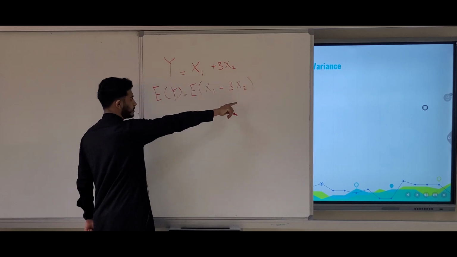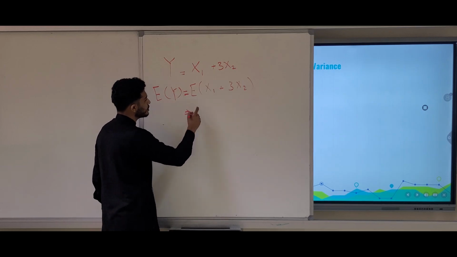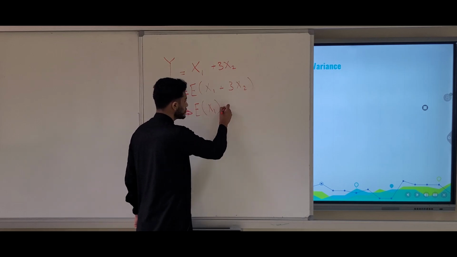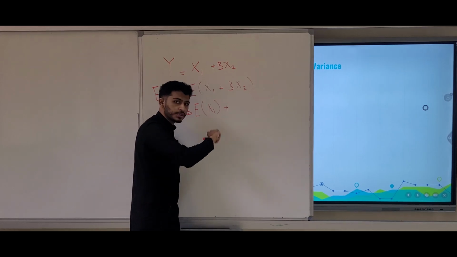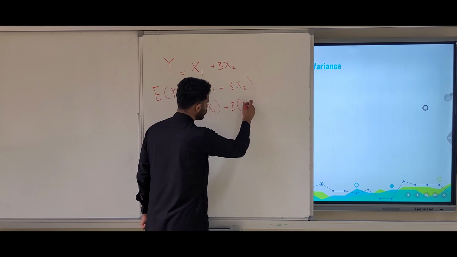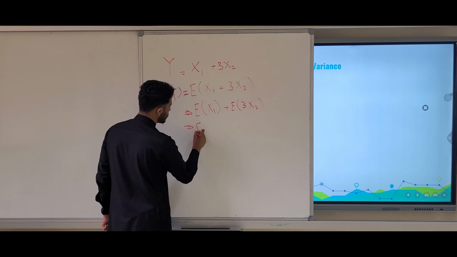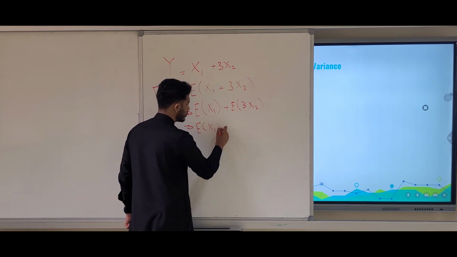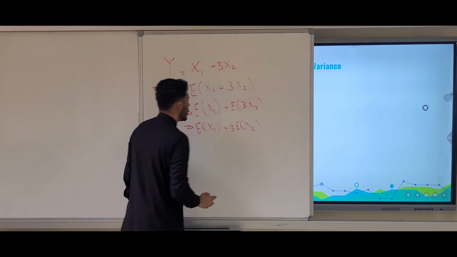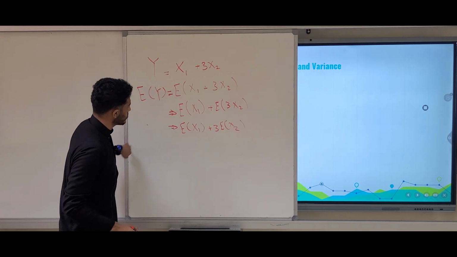And this in turn should equal the expected value of X1 by itself plus the expected value of 3 X2, and this 3 can come out of the expected value, so we can arrive at this final shape for this function: 3 times the expected value of capital X2. So this is the way you find the expected value of capital Y in this case.